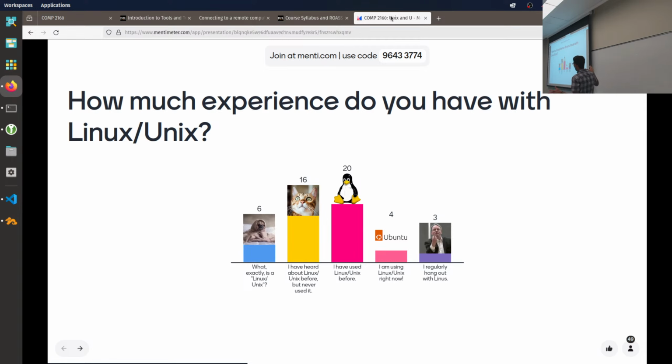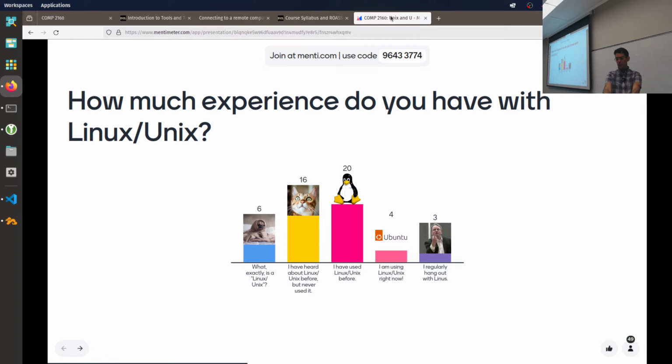This is about what I expected. Lots of people having heard about it but never used it before. Some people never having heard about it before, and that's totally okay. If this is your spirit animal, this pug with the blanket, that's awesome. And it's totally okay that you've never heard of or used Linux before. If you have used Linux or Unix before, cool, great. I'm excited that that's true. If you are using Linux right now, I am using Linux right now.